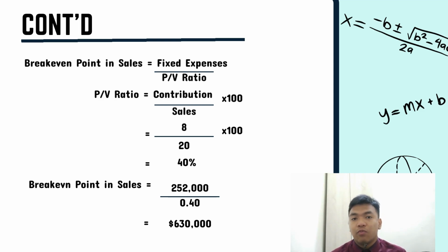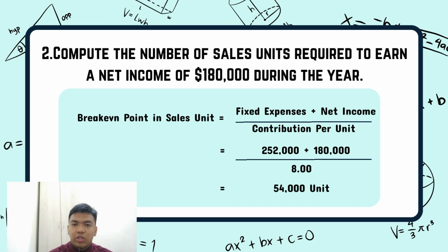After we finish the income statement, we find the break-even point in sales. The formula for break-even point in sales is fixed expense divided by PV ratio. From the question, there is no information about the PV ratio, so we find the PV ratio first. The formula of PV ratio is contribution divided by sales per unit times 100. We take the contribution from the income statement, which is $8, and the sales, which is $20. After the calculation, we get 40%. After that, we calculate the break-even point in sales, which is $252,000 divided by 0.40, equal to $630,000. Alright, now we will continue to question 2.